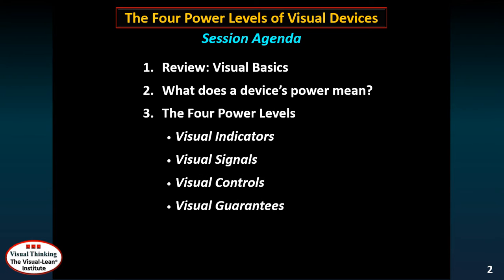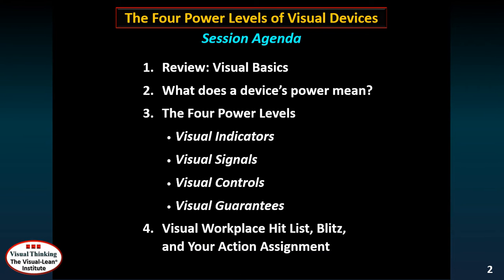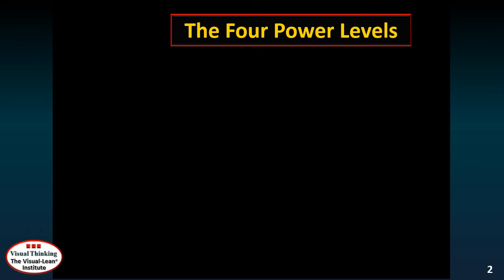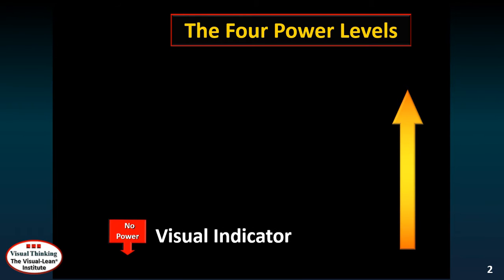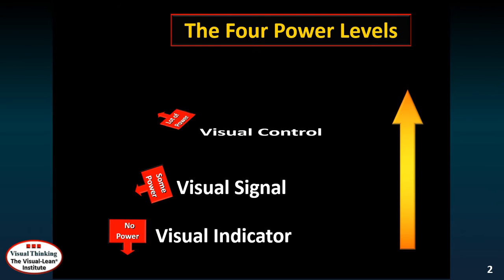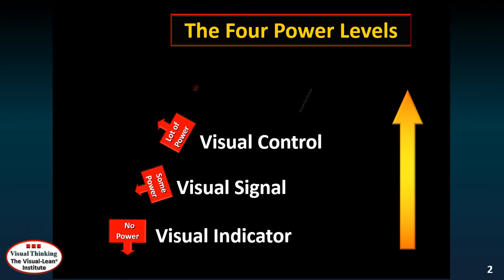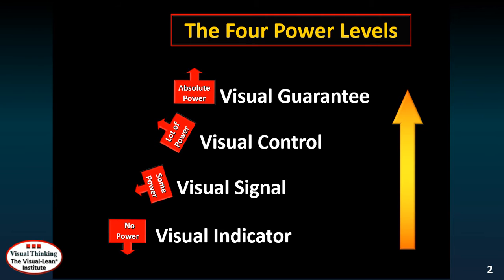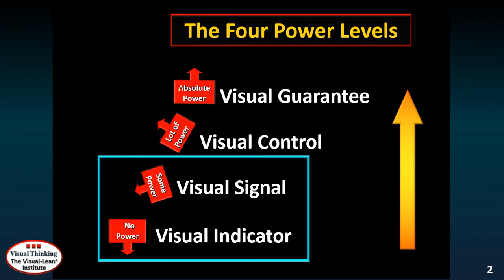Well, after a quick review, we study the concept of power and what that means in visuality. The 4 levels like this: visual indicator, no power; visual signal, some power; visual controls, a lot of power; and visual guarantees, absolute power. In 11A, we dive into visual indicators and signals, both with very little power. And then in the next module, we'll do controls and visual guarantees or poka-yoke devices, both very powerful.